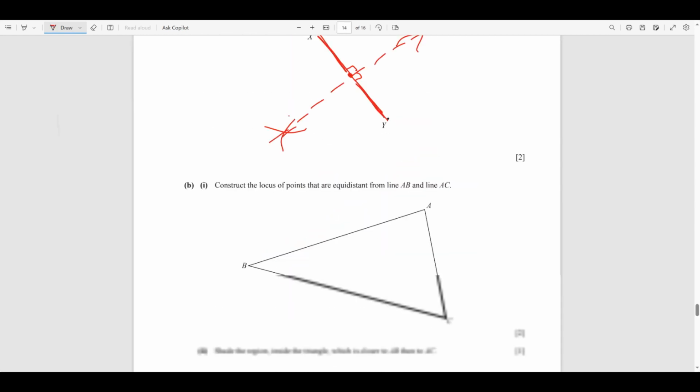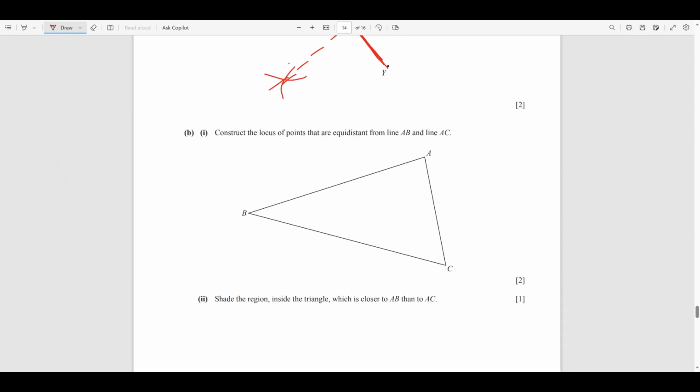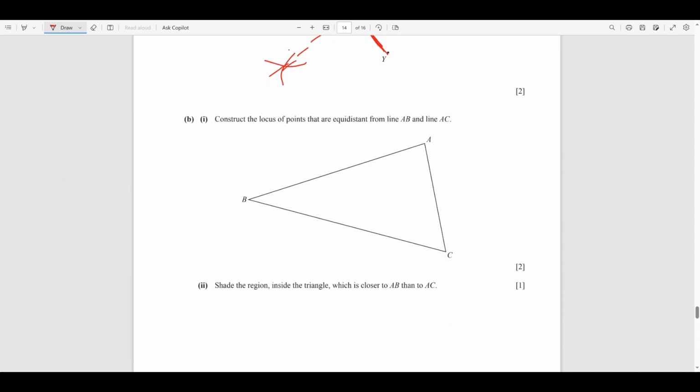Part B1, construct the locus of points that are equidistant from the line AB and AC. So when we're talking about the lines AB and AC, we are talking about the angular distance between them. So we have to divide them equally, which means we need an angular bisector, right? So we need to bisect the angle A, which is between AB and AC.